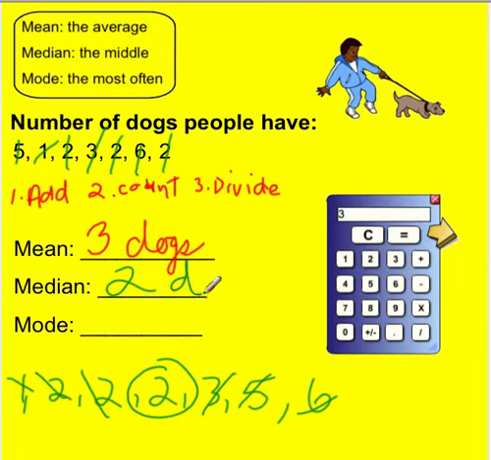2 dogs. I'm practicing my cursive. I hope you don't mind. Love it.